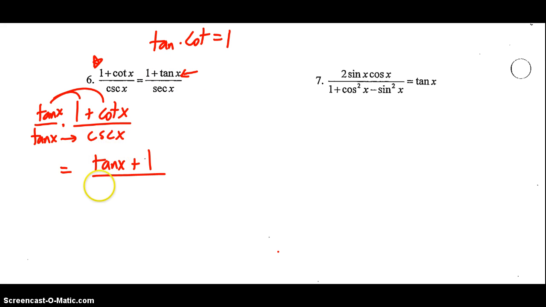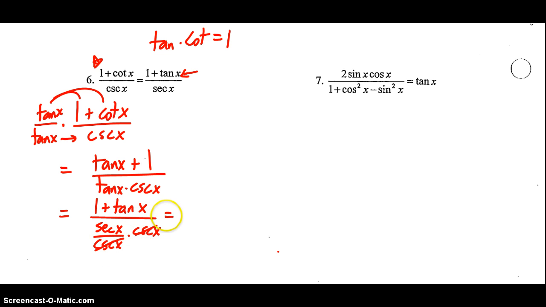And on the bottom, tangent times cosecant. We'll deal with that here in a second. I'm going to go ahead and rearrange the top because we want it to be 1 plus tangent x. On the bottom, tangent in terms of cosecant is secant x over cosecant x. And when I multiply that by cosecant, look what happens to the cosecants. And I'm left with 1 plus tangent x over secant. Again, there's multiple ways to do these same problems, okay, but these are just some quick ways.